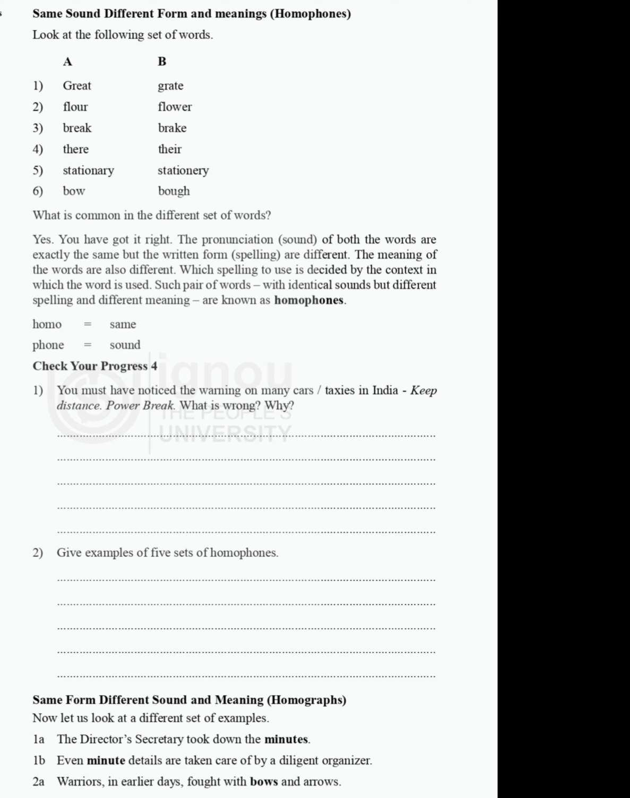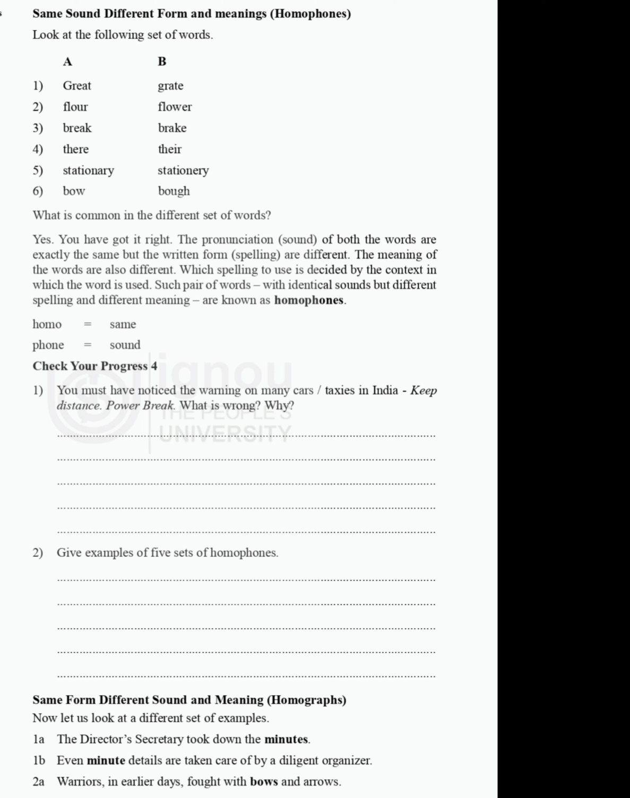The pronunciation, sound, of both the words are exactly the same but the written form, spelling, is different. The meanings of the words are also different. Which spelling to use is decided by the context in which the word is used. Such pairs of words, with identical sounds but different spelling and different meaning, are known as homophones. Homo, same. Phone, sound.